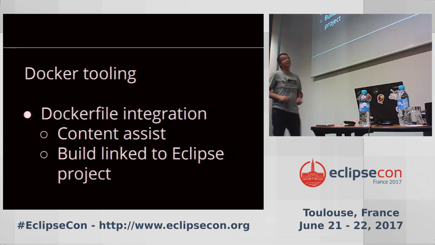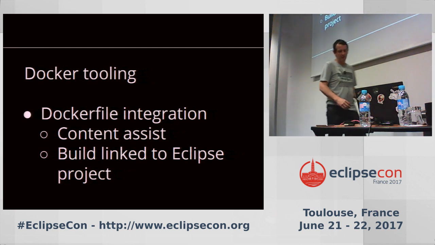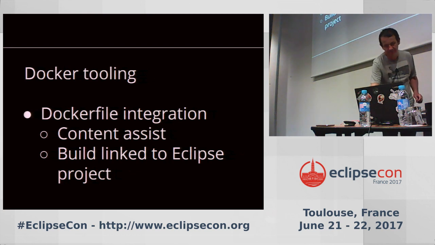Another feature of the Docker tooling is Dockerfile integration, so you have a specific Eclipse editor for this kind of file. You have content assist. It's quite basic, mainly for the keywords of Dockerfiles. And from this Dockerfile, you can make a build, and the context of the build will be linked to your Eclipse project. So if you have references to files, they will be relative to your project.